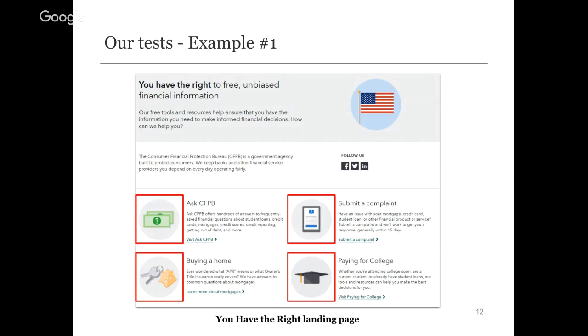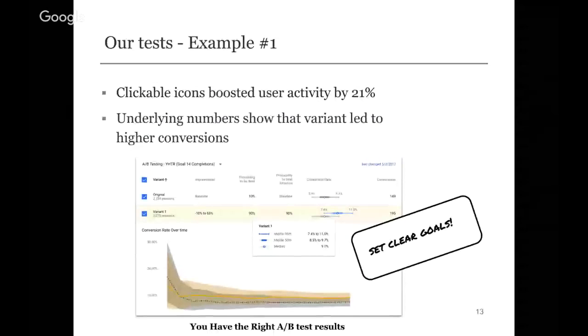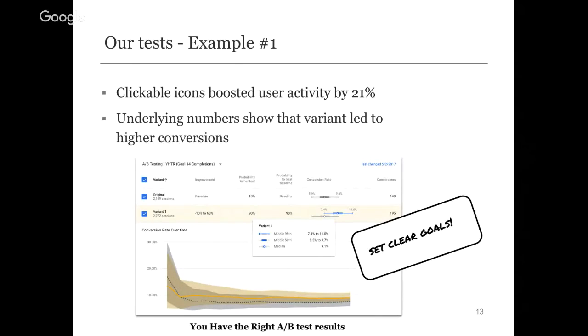So with that said, here were our results. It showed that clickable icons had a 21% improvement in user activity. That's awesome. The original conversion rate was 7.5%, and we had 149 conversions, whereas our variant had a median conversion rate of 9.1% and 195 conversions. According to Optimize, this was actually not a clear leader, but because we set clear goals at the beginning, saying exactly what percent increase we wanted to see, we could tell that this was a winner indeed.